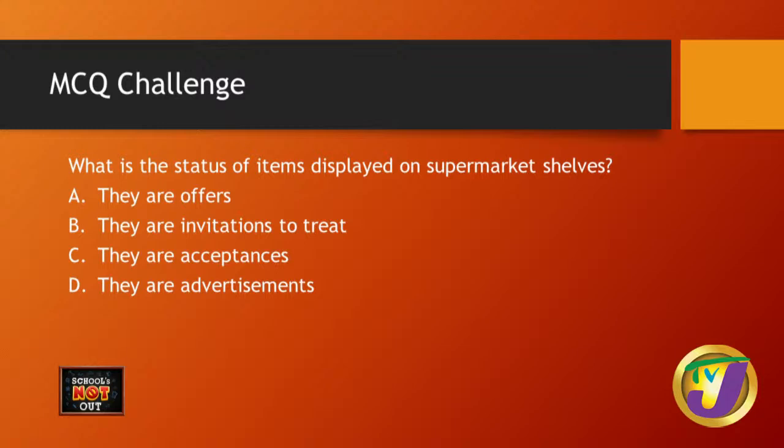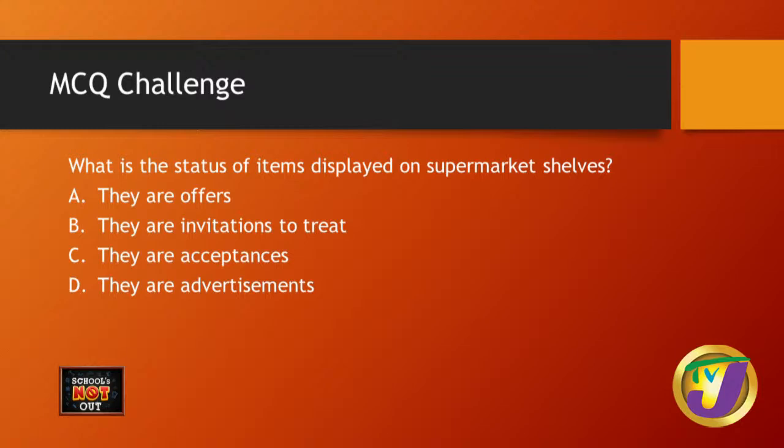Remember now, when we started, we spoke about the first characteristic of simple contracts. And we said that there's something that must not be considered to be an offer. So if you remember that little discussion we had, you should have the answer to this question. It says, what is the status of the items displayed on the supermarket shelves? Is it A, they're offers? Is it B, they're invitations to treat? Is it C, they're acceptances? Or is it D, an advertisement?